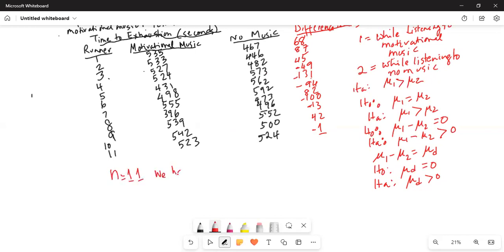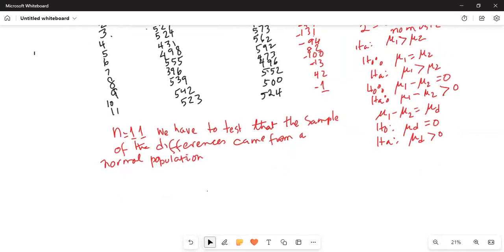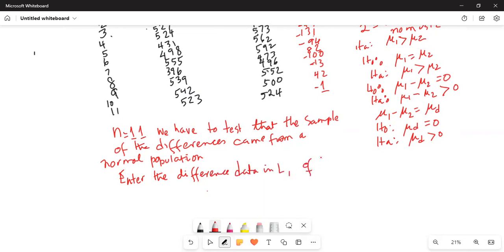So we have to test that the sample of differences came from a normal population. How do I do that? I have to make a modified box plot using the TI-84. Enter the difference data in L1 of the TI-84. L1 means list 1.